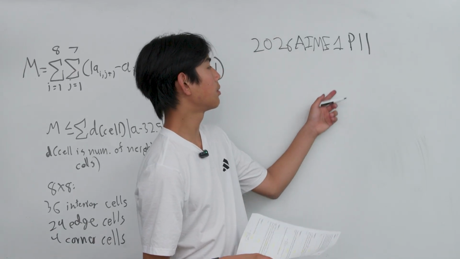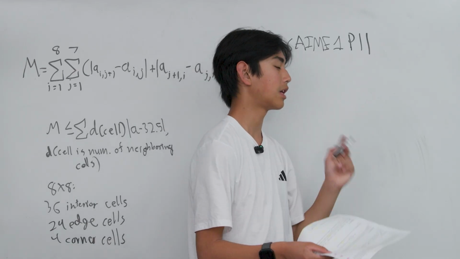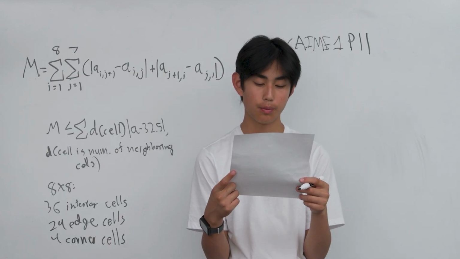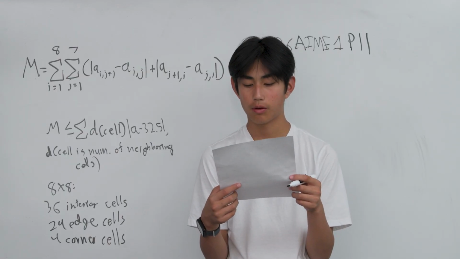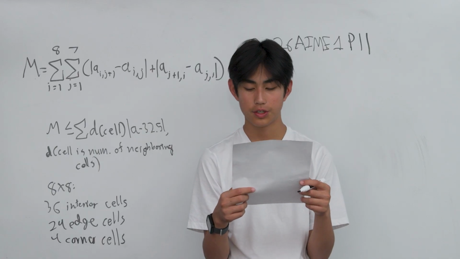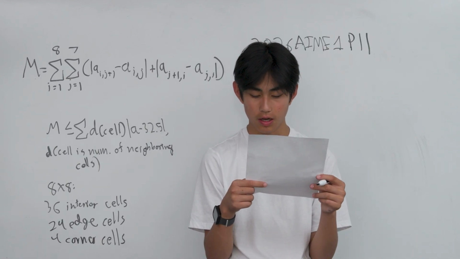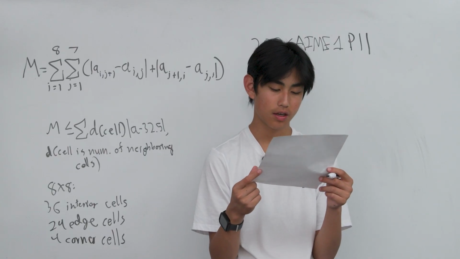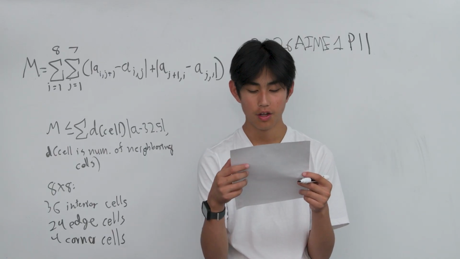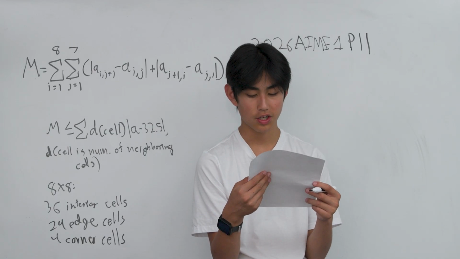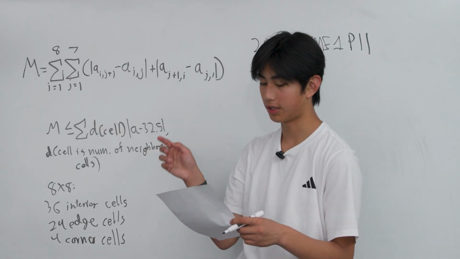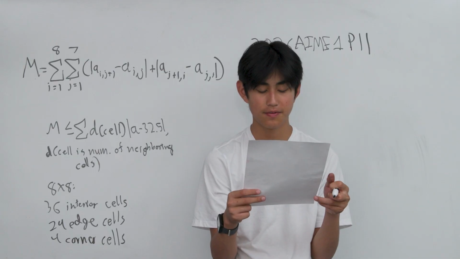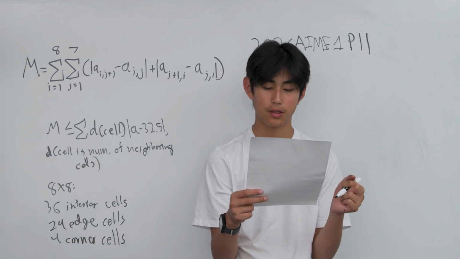We're solving problem 11 from the 2026 AIME 1. The integers from 1 to 64 are placed in some order into an 8x8 grid of cells with one number in each cell. Let A sub i,j be the number placed in the cell in row i, column j, and let m be the sum of the absolute differences between adjacent cells. So this formula up here. Find the remainder when the maximum possible value of m is divided by 1000.